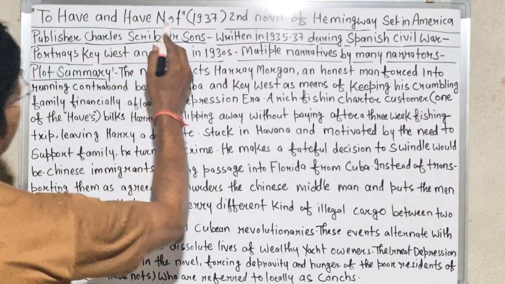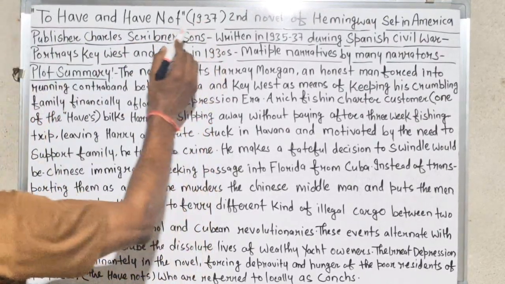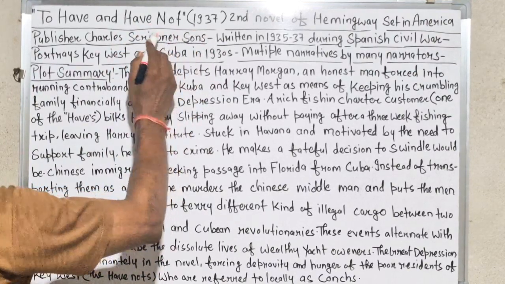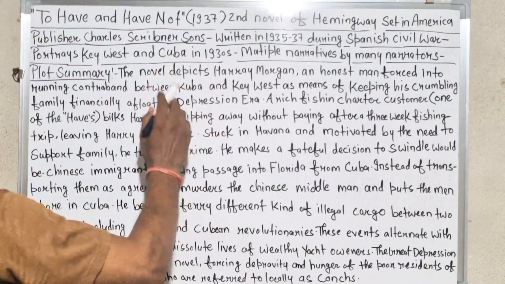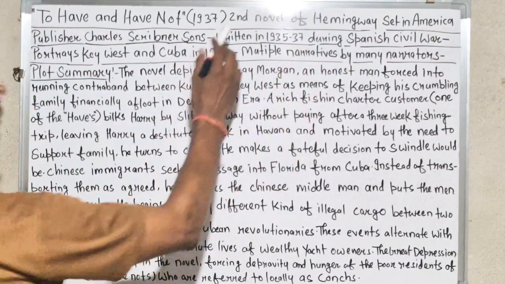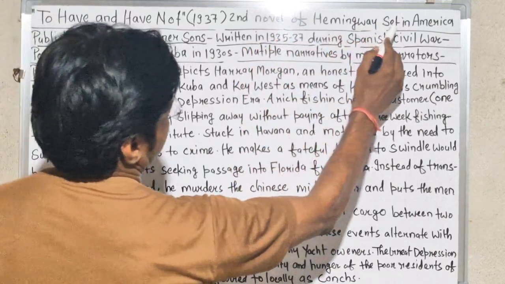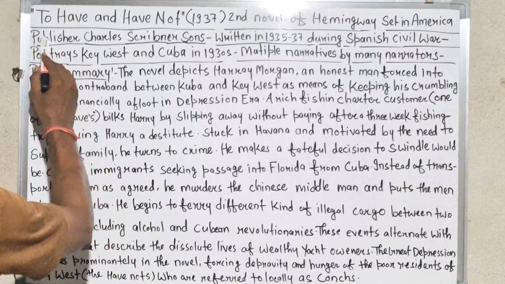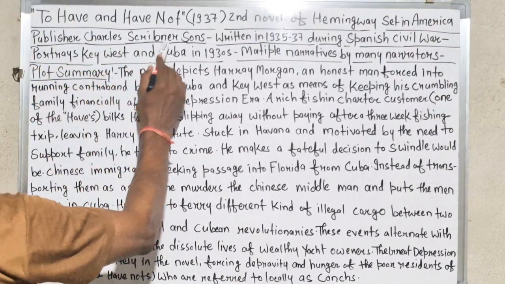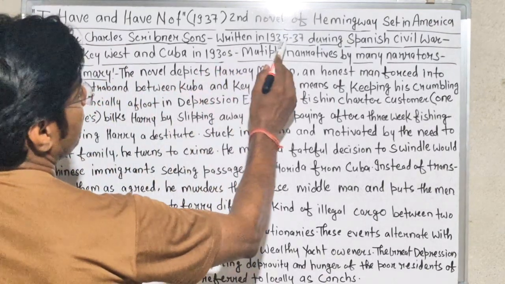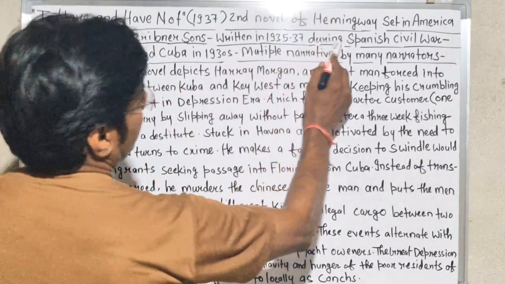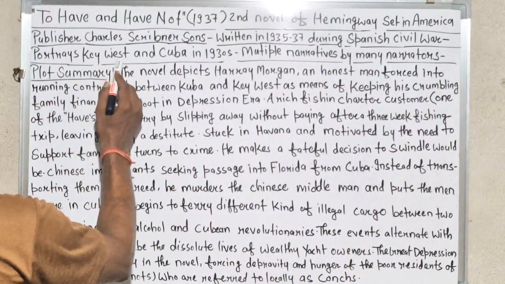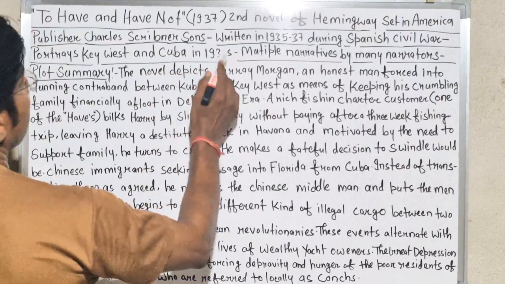To Have and Have Not, 1937. Remember this, the year of publication. It was written between 1935 and 1937 when the Spanish Civil War was going on. Second novel of Hemingway set in America, first being The Torrents of Spring. Publisher: Charles Scribner's Sons. Written between 1935 and 1937 during the Spanish Civil War. Portrays Key West and Cuba in the 1930s.